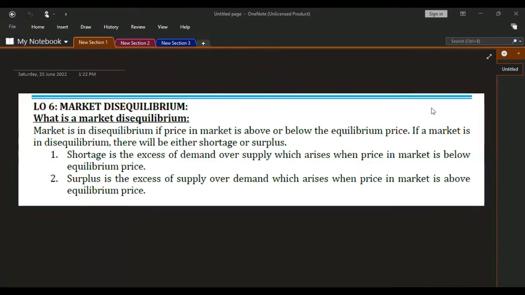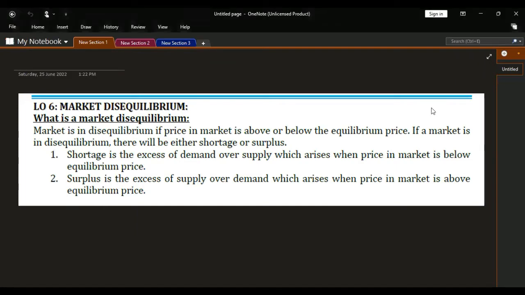I am Jawad Ahmad. Today we are present in our next economics class in which we are going to discuss the sixth learning objective, that is market disequilibrium.